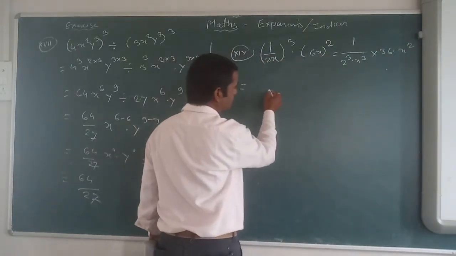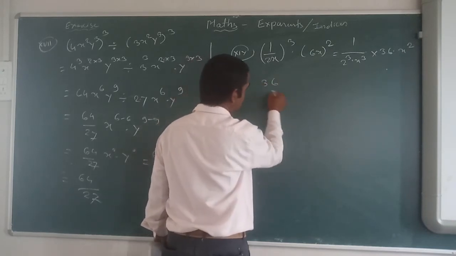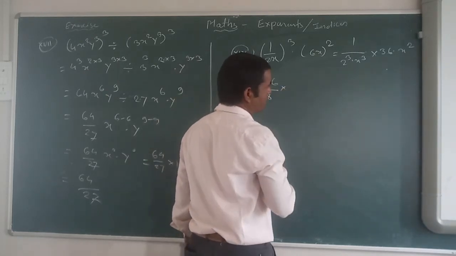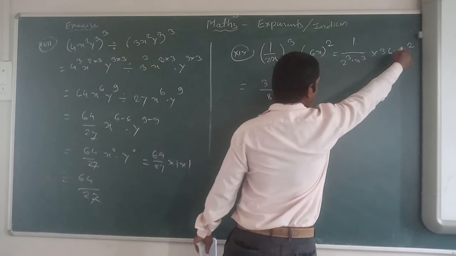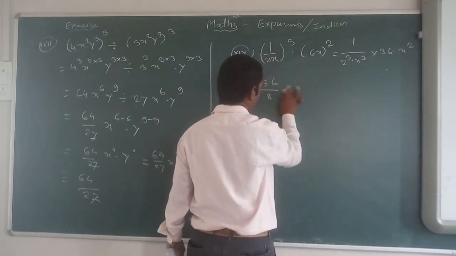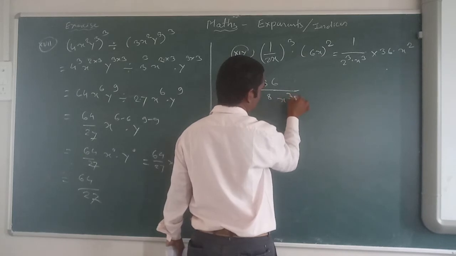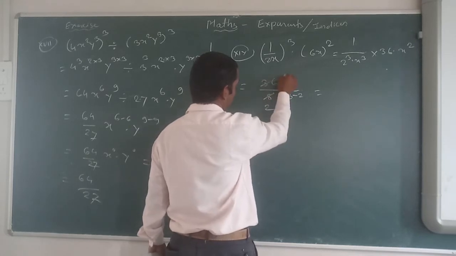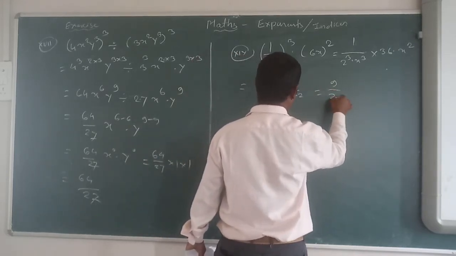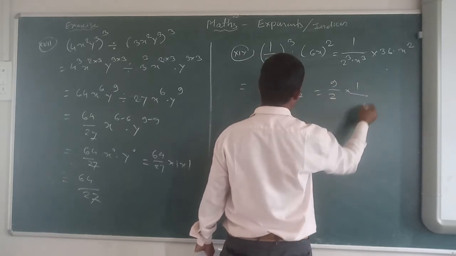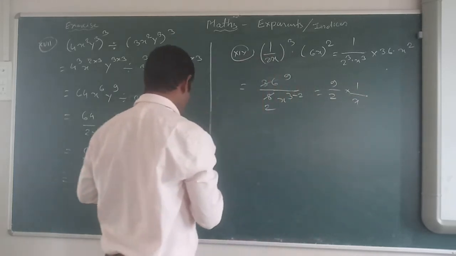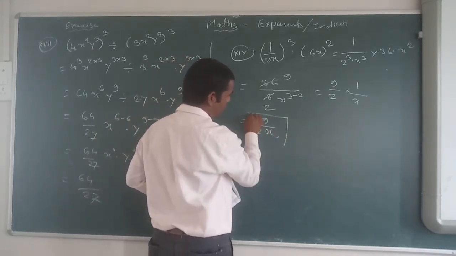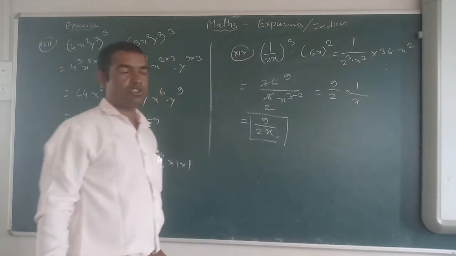Next, 36 upon 2 cubed is 8. Take this x squared to the downside, and you can write on the denominator x cubed minus 2. You can divide 4, 2 the 9. So 9 upon 2 into 1 upon x. That means your answer will be 9 upon 2x. So this is your final answer.